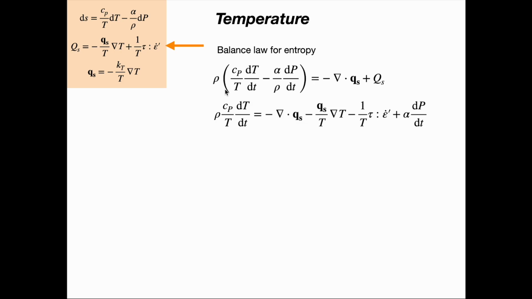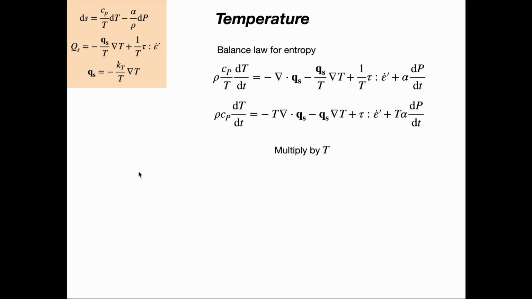Second step, we introduce the balance law for entropy. We introduce the source term for entropy, Qs. So these are the two terms here, minus Qs over T gradient T, minus 1 over T, tau, epsilon dot. And note also I put the term alpha dP dt on the right-hand side.